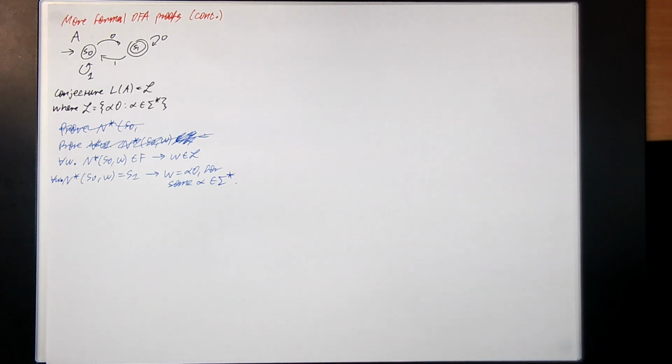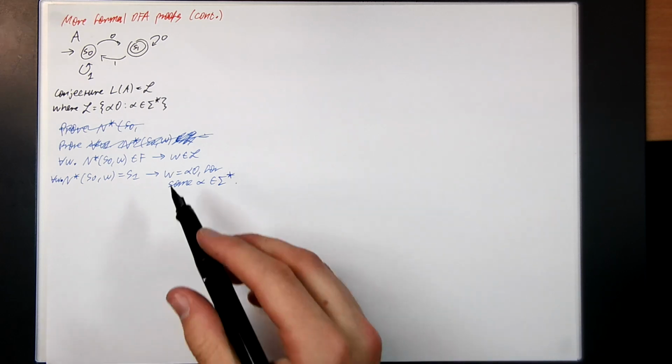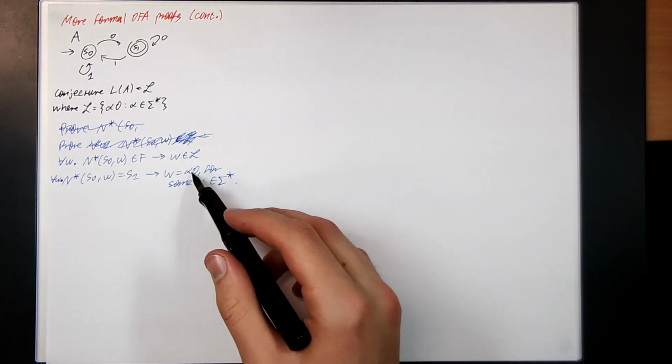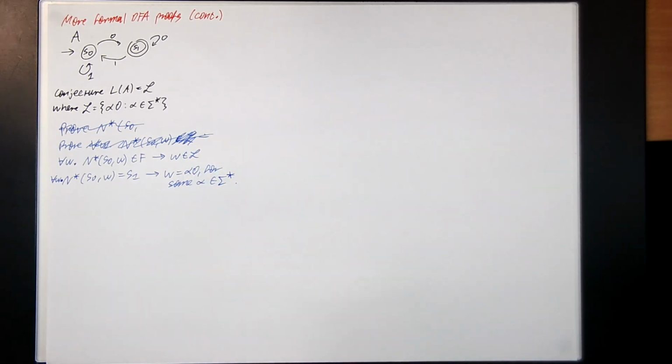Okay, so how do we go about proving the backwards direction? We want to prove that if a string W is accepted by the DFA, then W is in this language here. That is to say, W is equal to some string alpha with a 0 tacked on the end. So once again, it's a lot easier to prove the contrapositive.